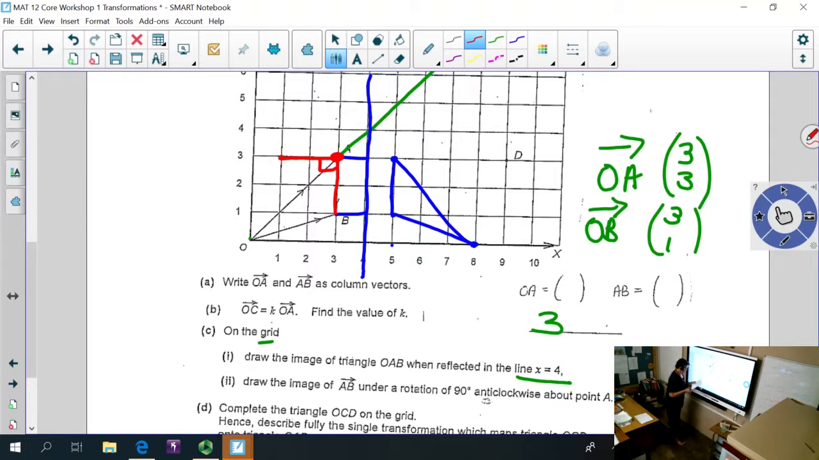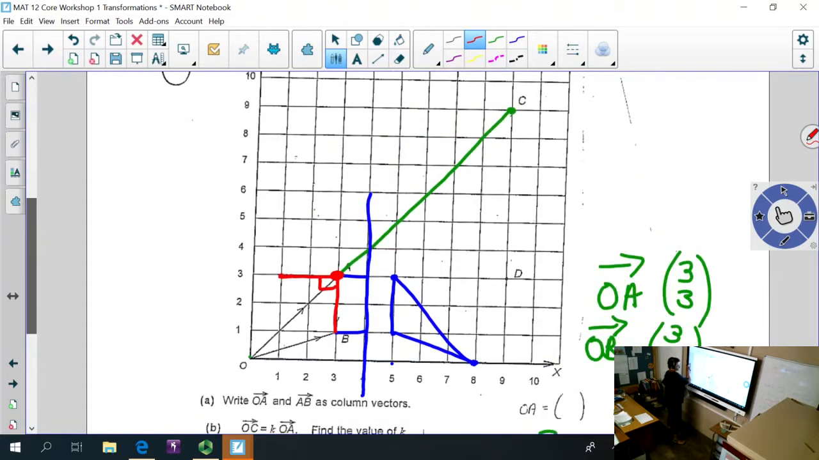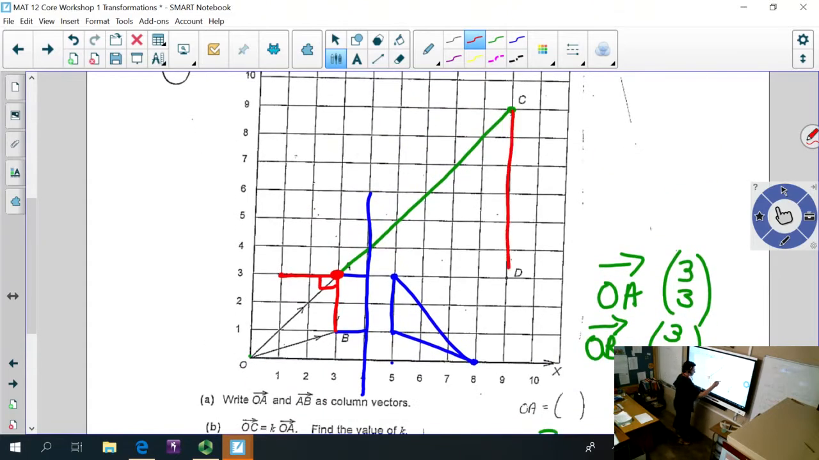And then they say, complete OCD, the scale factor of the enlargement is 3 and the center is (0, 0). Now we already have OC, and you can just join the points there. So now we just draw D, and this must be joined with O. So there's your enlargement on that one.